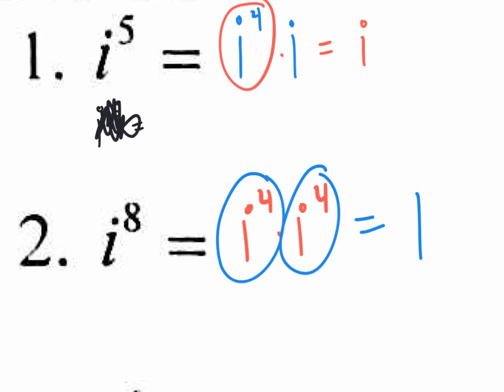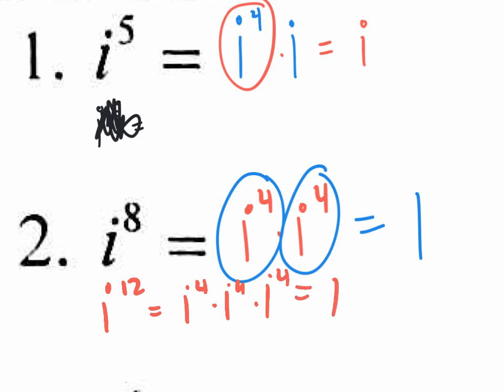As a matter of fact, guys, I hope you catch on. Anytime you have i to any power that's divisible by 4, that's going to be the answer 1. Right? So if I said i to the 12th, well, that'll just be i to the 4th times i to the 4th times i to the 4th, which is really 1 times 1 times 1, which is really just 1.